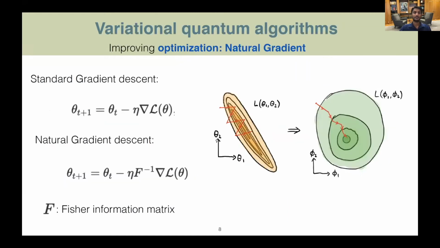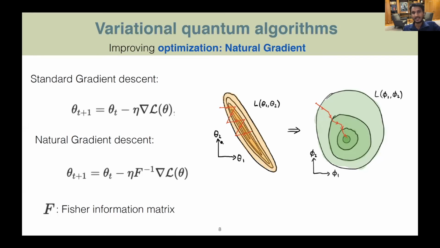So, improving optimization. If you recall the standard gradient descent method, in each step of optimization the parameter theta at step t+1 is modified to theta t minus eta, which is called the learning rate, times the gradient of the loss function or cost function. This is the standard gradient descent method.